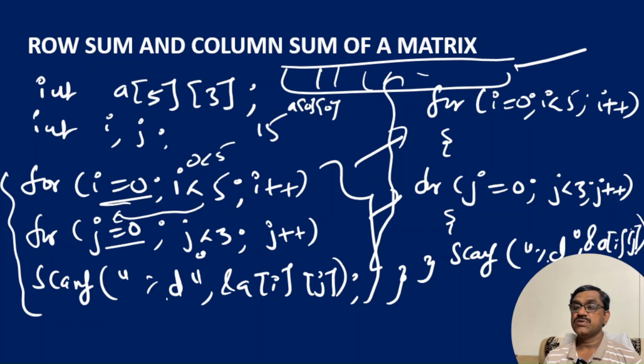j becomes 0. 0 is less than 3. Yes, again go to scanf. This scanf statement is executed, so it reads the value. Assume that in yesterday's program we have pressed 1, right? That 1 is read into ampersand of a of 0 0.